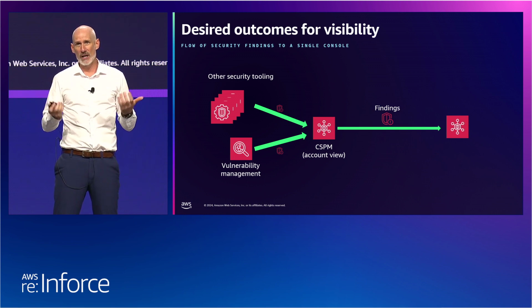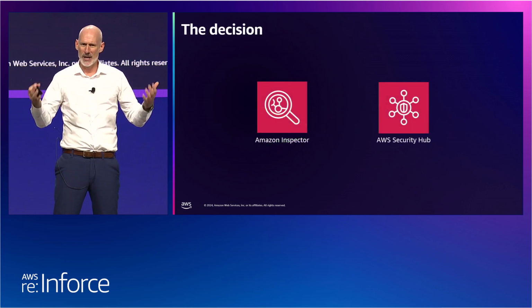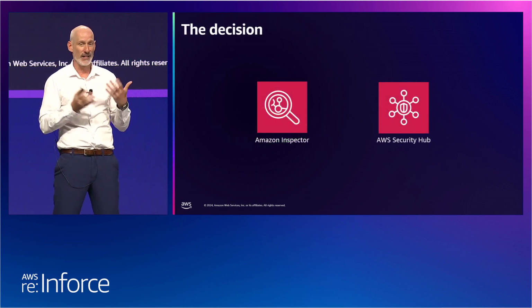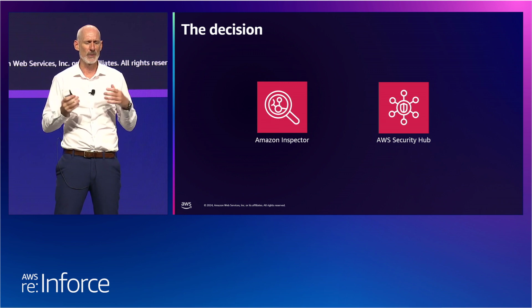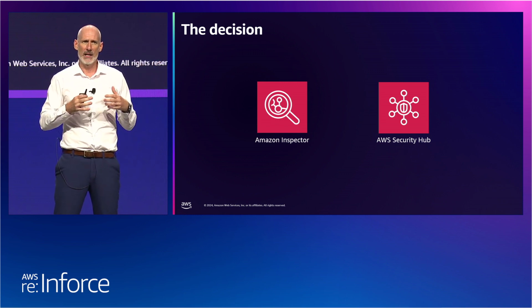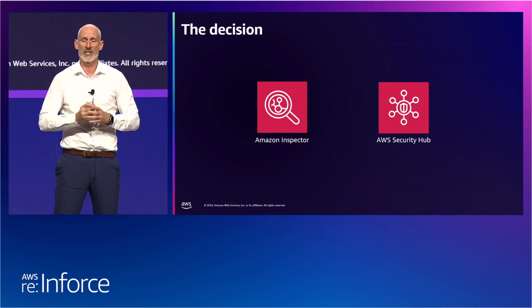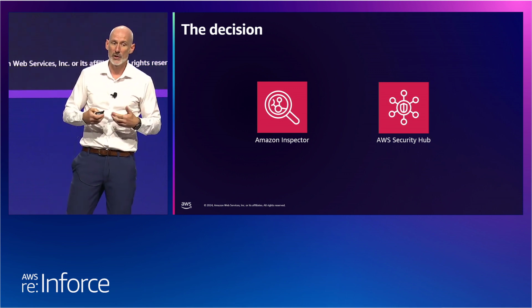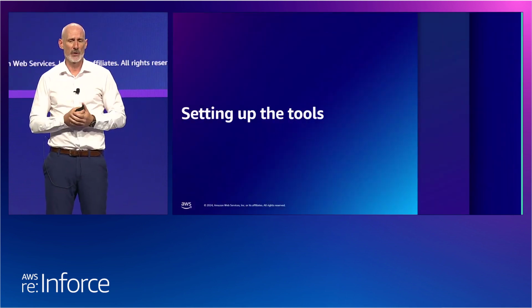So we did go to market, and we did try a number of things, and no surprises here. The tools that we chose were Amazon Inspector and AWS Security Hub. Really, with all the requirements that we had, they were the only solutions that were able to satisfy our requirements. So next I want to look into actually what we did when we set up the tools.